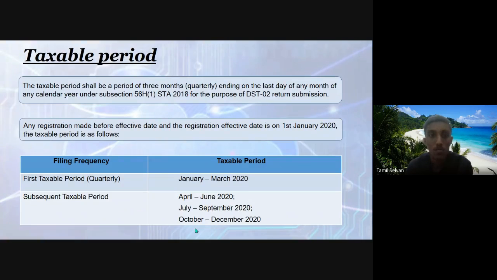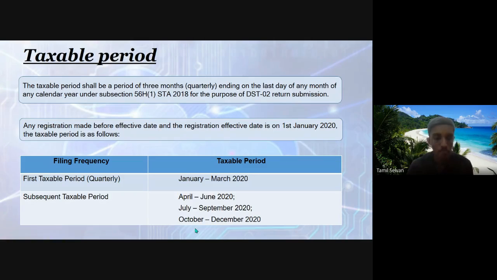Taxable period. The taxable period shall be a period of 3 months or quarterly, ending on the last day of any month of any calendar year under subsection 56H(1) STA 2018 for the purpose of DST 02 return submission. Any registration made before the effective date, and the registration effective date is 1st January 2020. The taxable period is as follows.